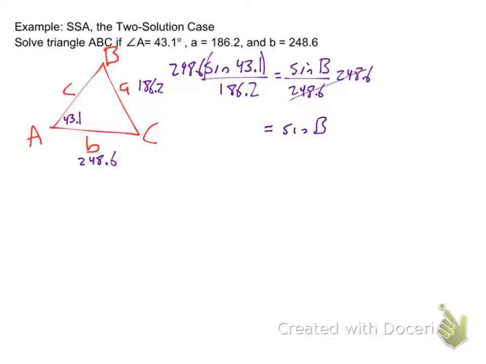And what does sine of B then equal? Let's go for an approximation of a decimal here. We're not getting B yet. What is 248.6 times sine of 43.1 divided by 186.2? 0.91-ish? Oh, that's really close to 1. When does sine equal 1? 90. So we're definitely not at 90, are we? We're getting closer. So now I'll take the inverse sine of both sides.